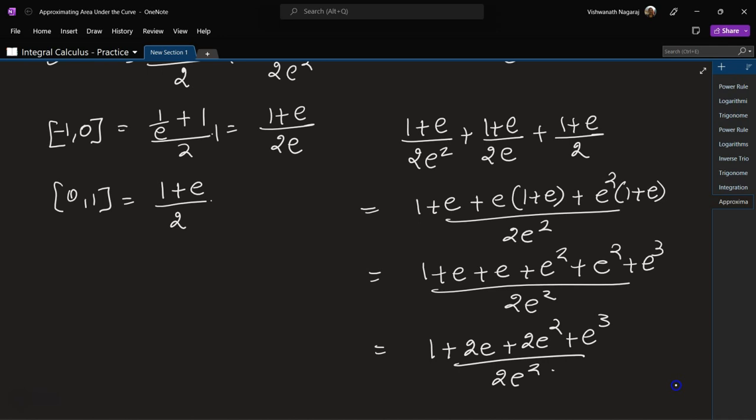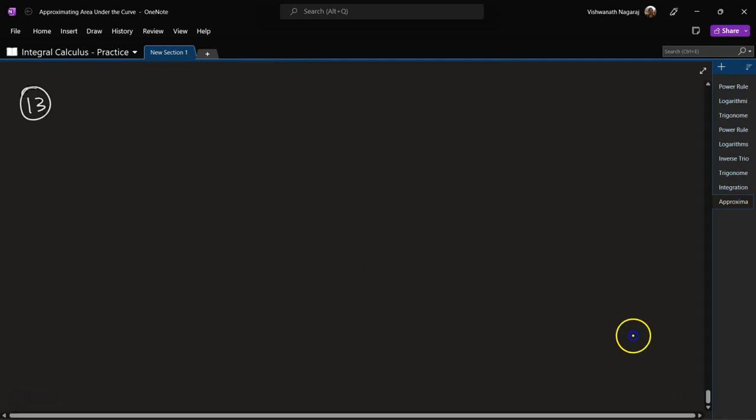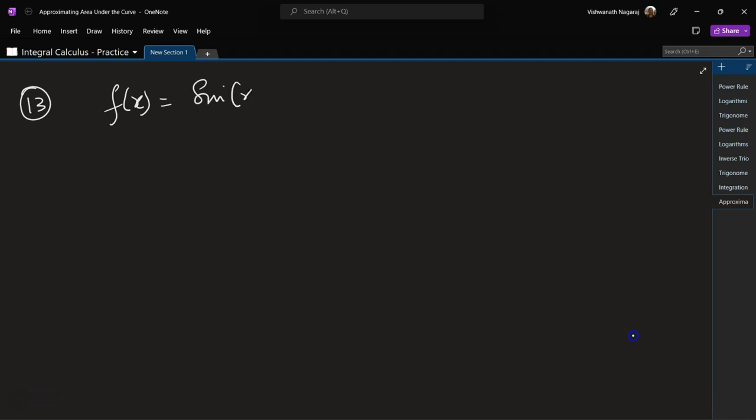We can just leave it at this and say this is the area under the curve. But if you use the calculator and actually evaluate it, it will come to approximately 2.79 square units. F of x is equal to sine of x in the interval pi by 4 to pi. Okay, now let's partition the interval into equal parts.